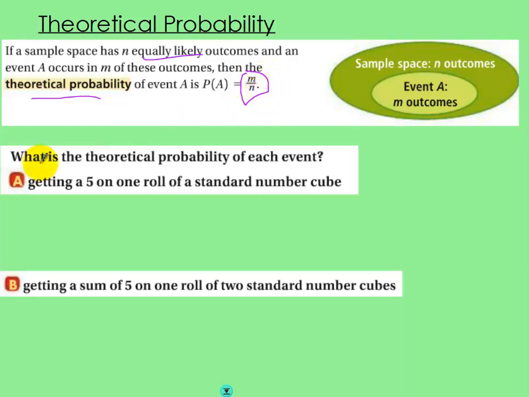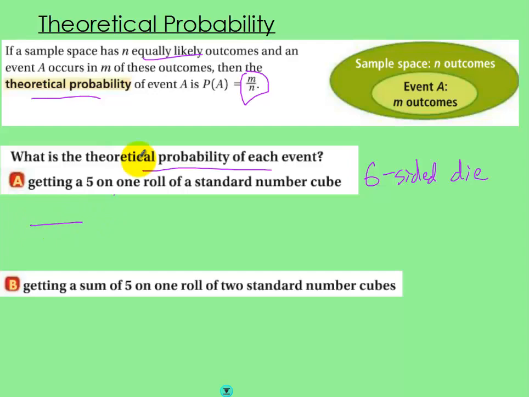So let's do these examples. What is the theoretical probability of each event? A: Getting a 5 on one roll of a standard number cube. So this is a 6-sided die. You're going to roll it once and you get a 5. What is the chance of you getting a 5?